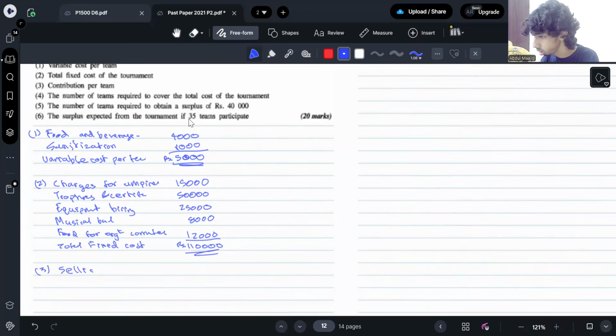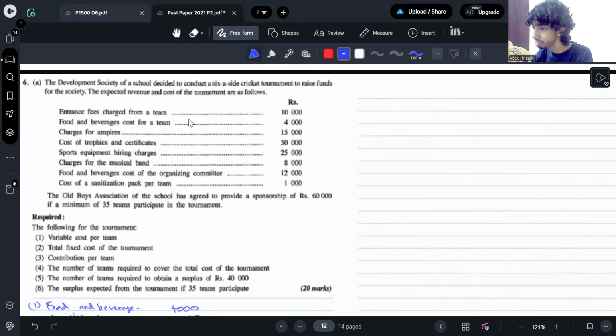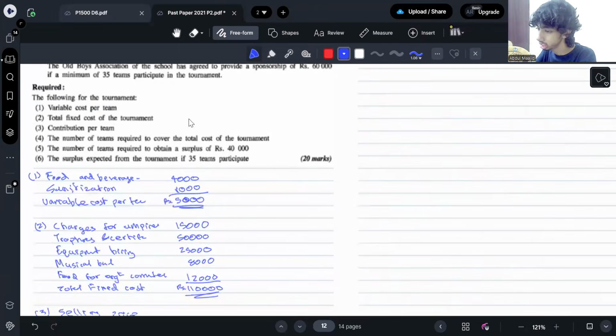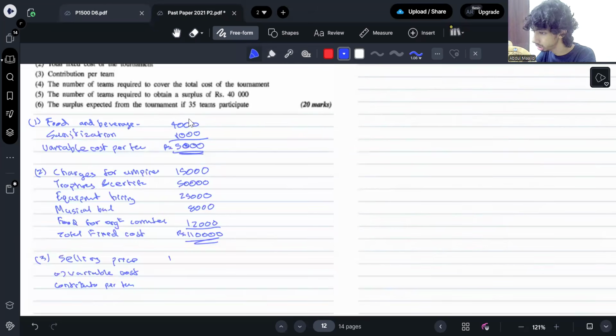Selling price minus variable cost will give the contribution per team. The selling price here will be the entrance fee charge for a team, 10,000. That's the selling price of the ticket. For per team, you have to spend a variable cost of 5,000. Therefore, the contribution per team will be 5,000 rupees. Okay.